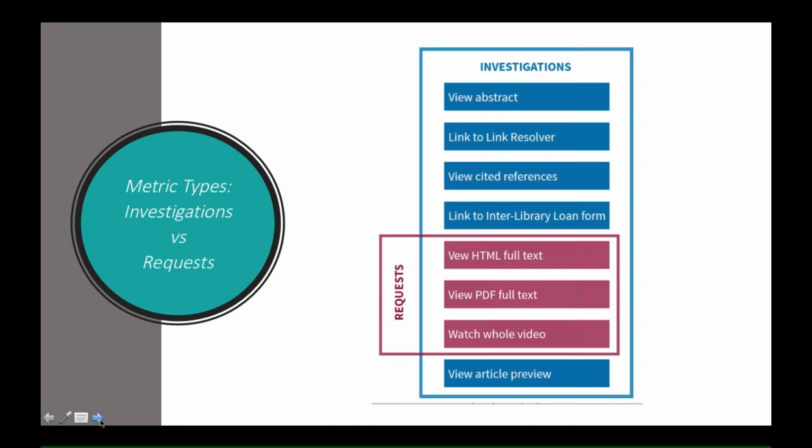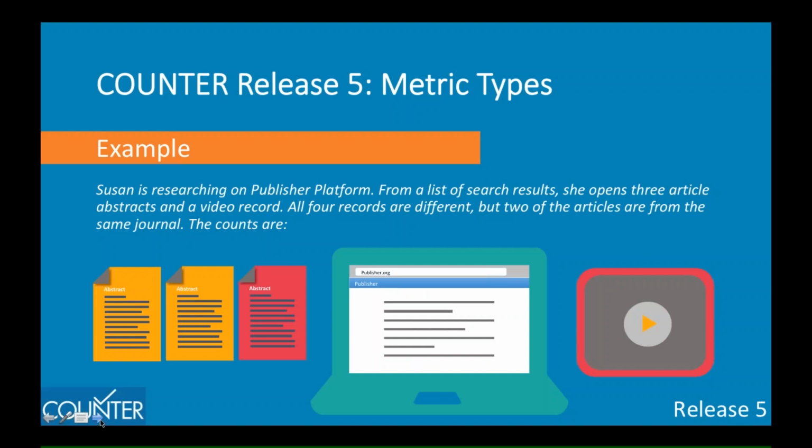So I'll go through a couple of examples. Hopefully these clarify things a little bit further. What's an investigation and what's a request? Let's have one actor, Susan. Susan is researching on a publisher platform. From a list of search results, she opens 3 articles as abstract views and 1 video record. From all 4 of those records, 2 of the articles are from the same journal title. So basically, she did a search and got a total of 3 abstracts and 1 video recording, and 2 of the abstracts come from the same title.